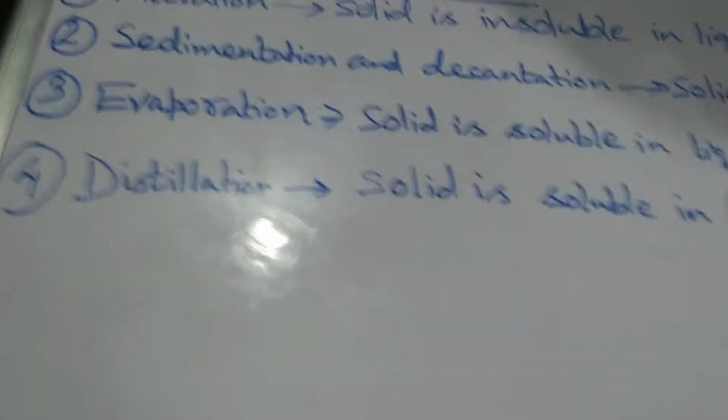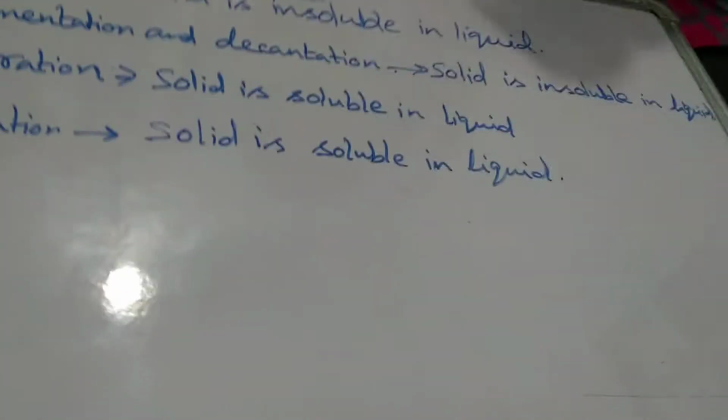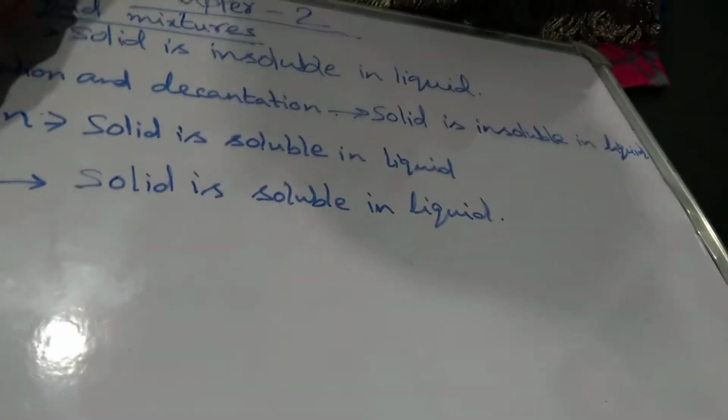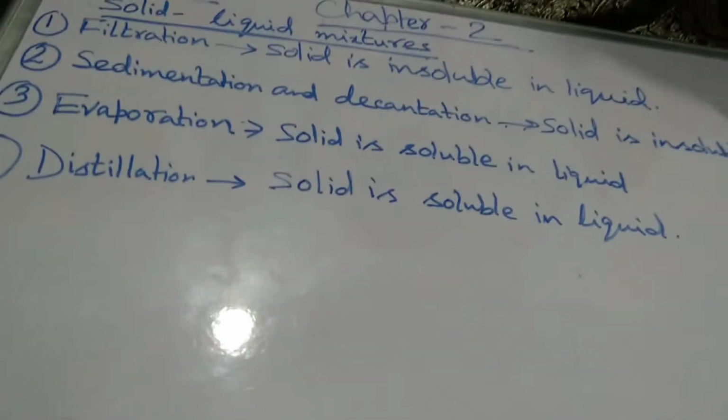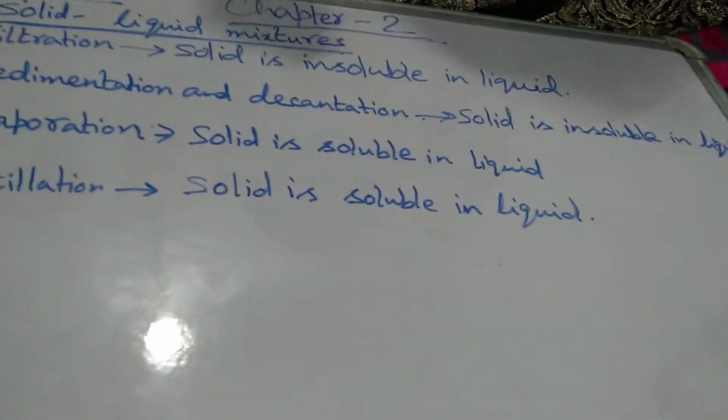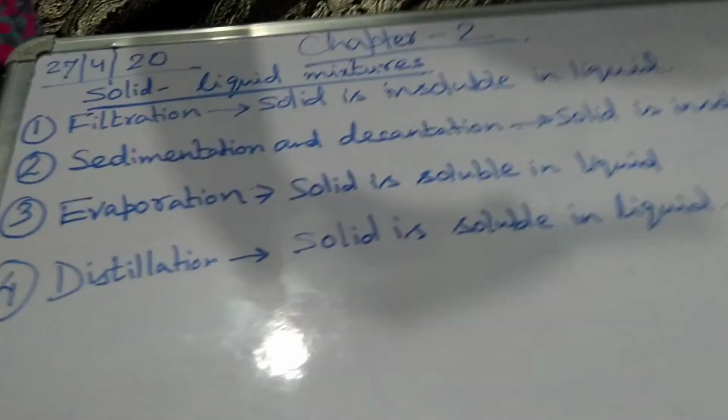And what is distillation? In distillation also, solid is soluble in liquid. But what is the difference between evaporation and distillation? In evaporation, you see water vaporizes. We are not getting the liquid back. Only we are getting the solid. Yes or no? But in distillation, what happens? We take the solid liquid mixture in a round bottom flask and then we heat.